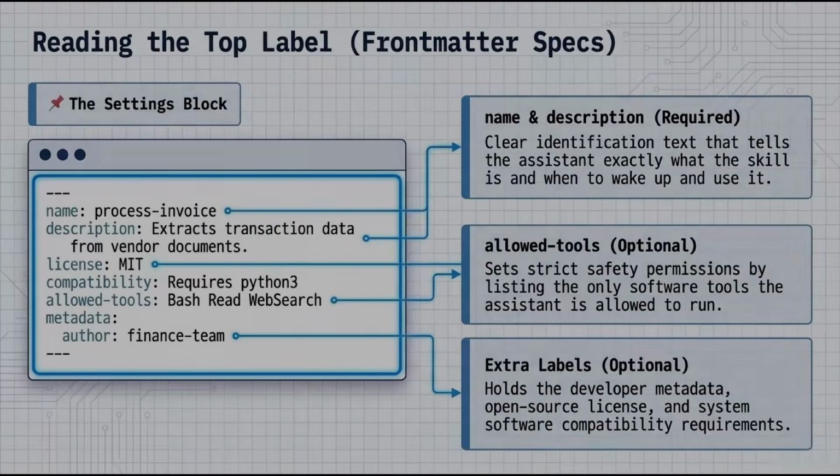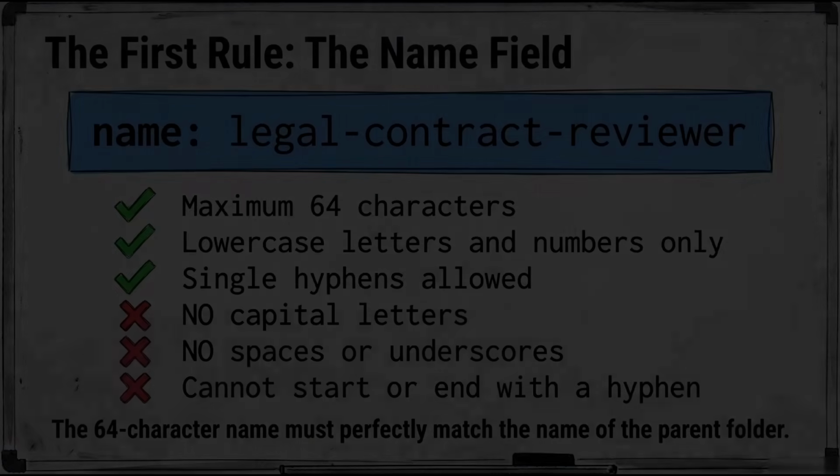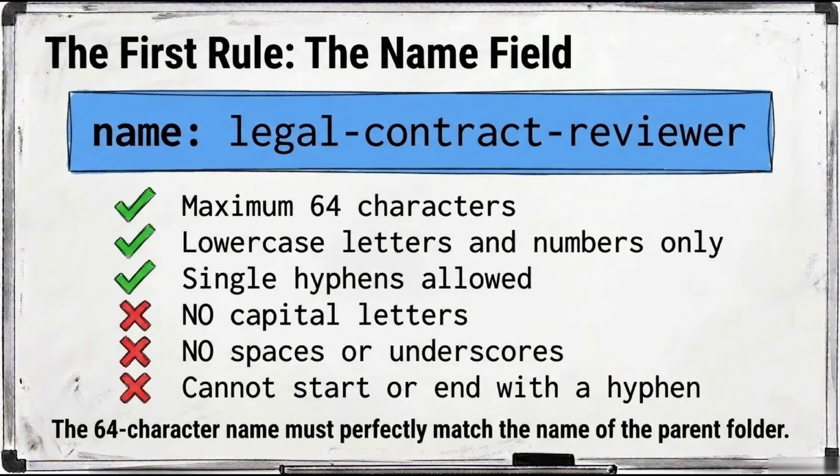And the specification dictates that this name field is strictly limited to 64 characters. Yep. Furthermore, you can only use lowercase letters, numbers, and hyphens. No capital letters whatsoever, no spaces, no underscores. You cannot have consecutive hyphens, and the name cannot start or end with a hyphen. It is remarkably strict. And this 64-character name has to perfectly match the name of the parent folder holding all your files. And if it doesn't match perfectly, or if you use even a single capital letter, the entire skill will just fail to load.